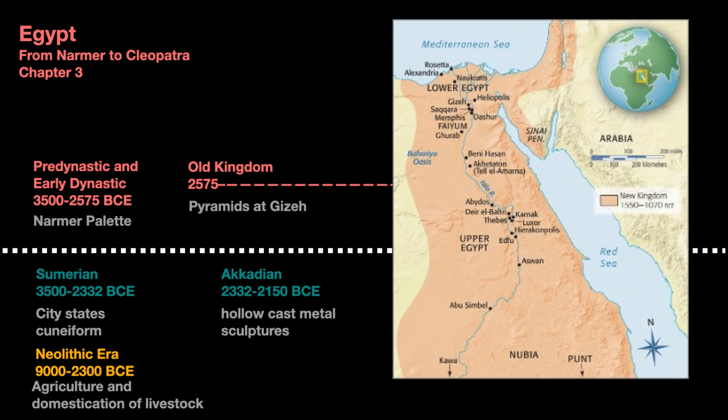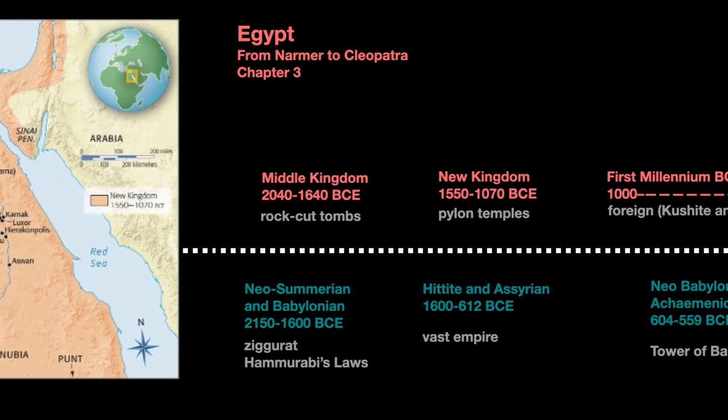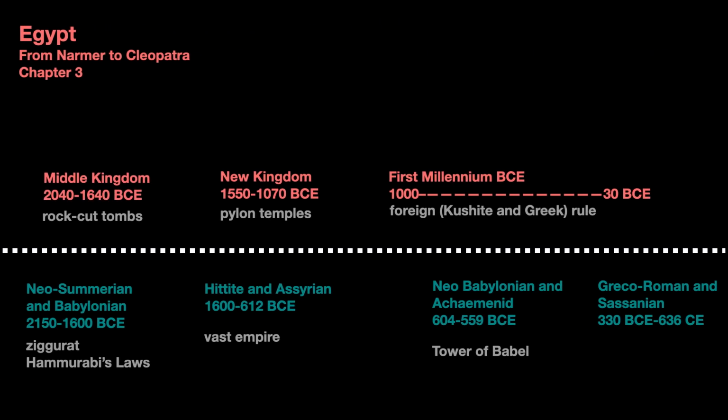Chapter 3 focused on Egypt. The Egyptian timeline is divided into 4 periods: the pre-dynastic and early dynastic period, the Old Kingdom, the Middle Kingdom, and the New Kingdom. You can see here how the timeline compares with the civilizations we studied in Chapter 2. Notice how this chapter also ends with absorption into the Greco-Roman world after conquest by Alexander the Great, whom we'll learn more about in Chapter 5.